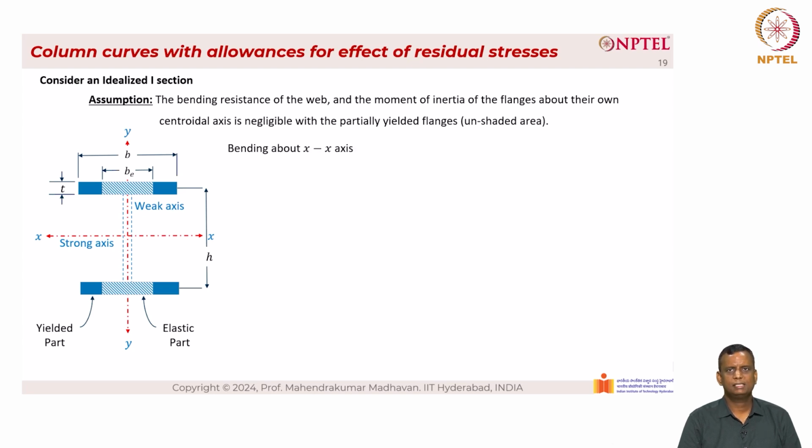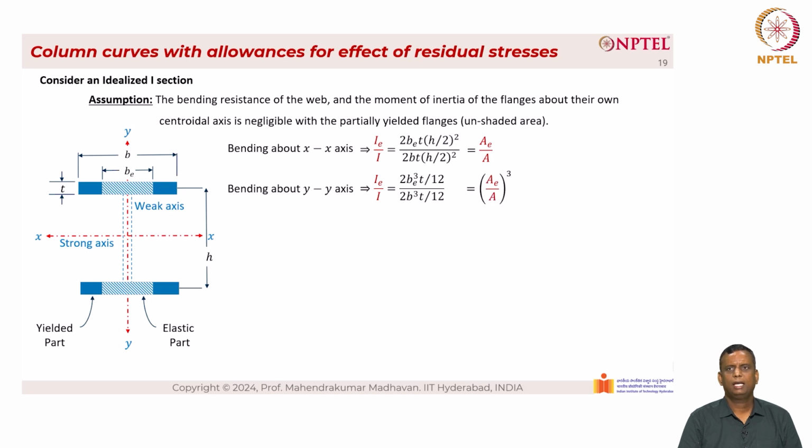So bending about the x-axis, we have I_E by I equal to 2 into B_E into T into (H by 2) the whole square, divided by 2 B T into (H by 2) the whole square. The 2 represents the flange at the top as well as the flange at the bottom, which can be represented as A_E by A, the area of the elastic region by the total area. Now the bending about the YY axis can be given as I_E by I equal to 2 into T into B cube divided by 12, divided by 2 into T into B cube by 12. Basically, it is the minor axis bending. Again, we get A_E by A, the whole cube.